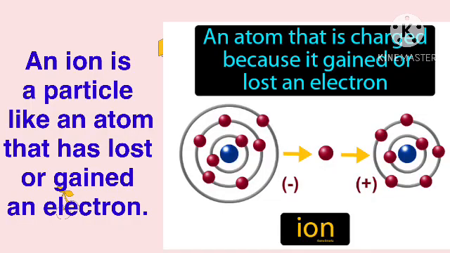An ion is a particle like an atom that has lost or gained an electron. Remember that an electron can be found on the outside of the nucleus of an atom. And so an ion is a particle like an atom that has lost or gained an electron.